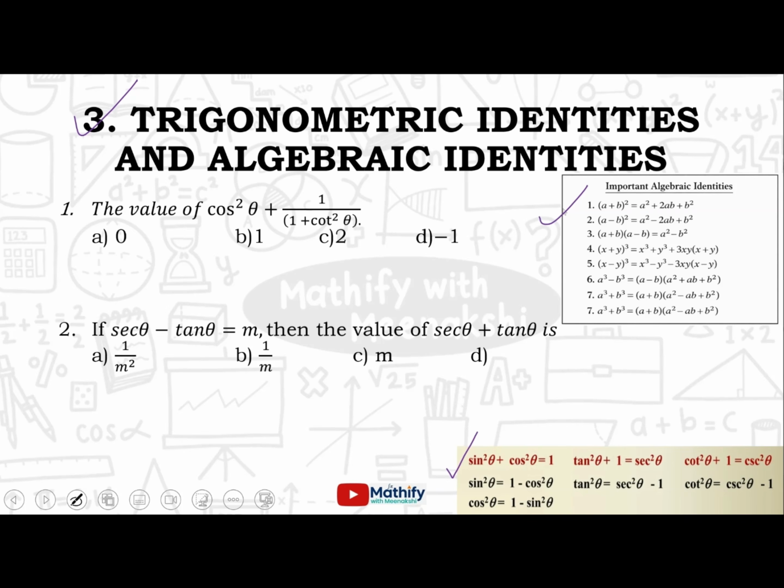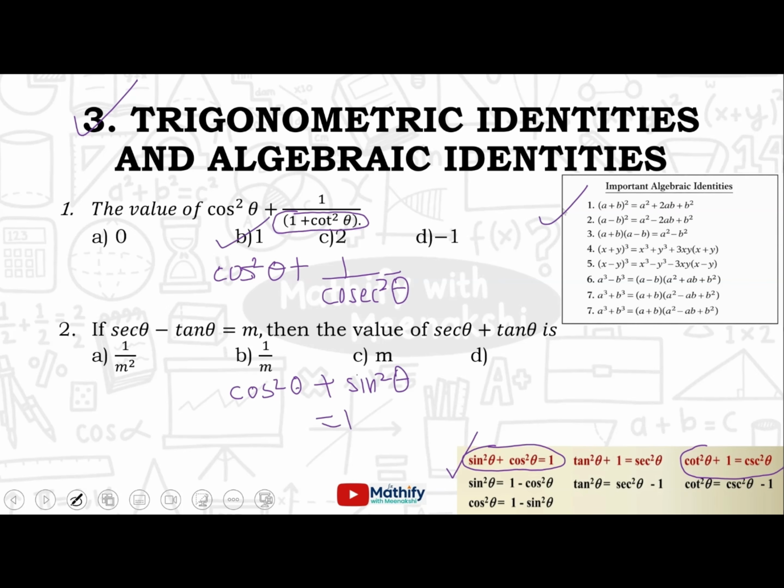Cos square theta plus 1 by 1 plus cot square theta. If you know what is 1 plus cot square theta, you can see here it's cosec square theta. So you can write cos square theta plus 1 by cosec square theta. Now just think which trigonometric ratio is the reciprocal of cosec. It's sine. So cos square theta plus sine square theta. Now what is cos square theta plus sine square theta? It's 1. So answer is B option.